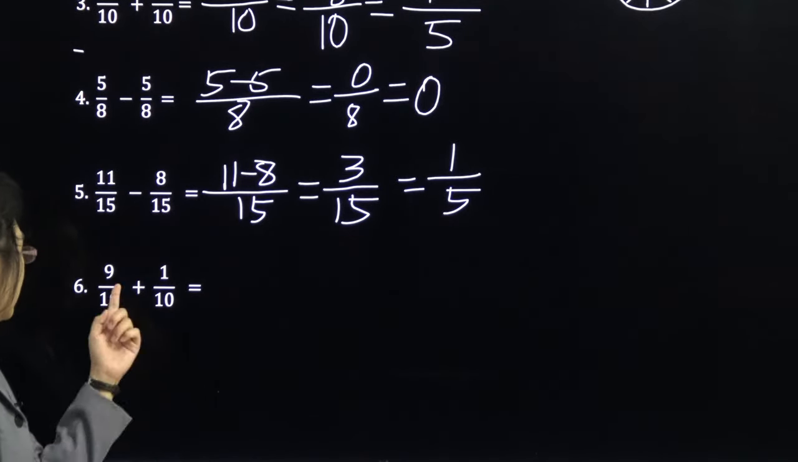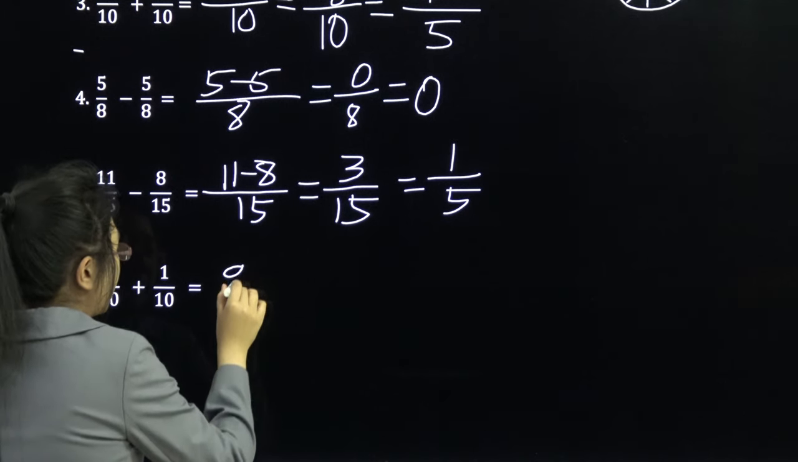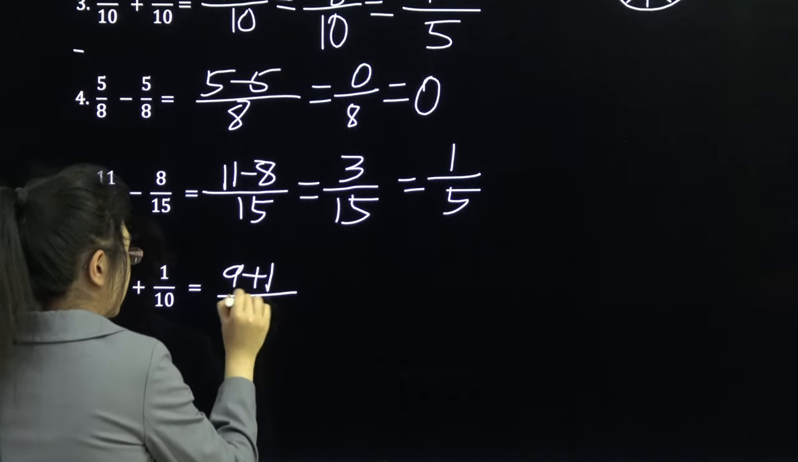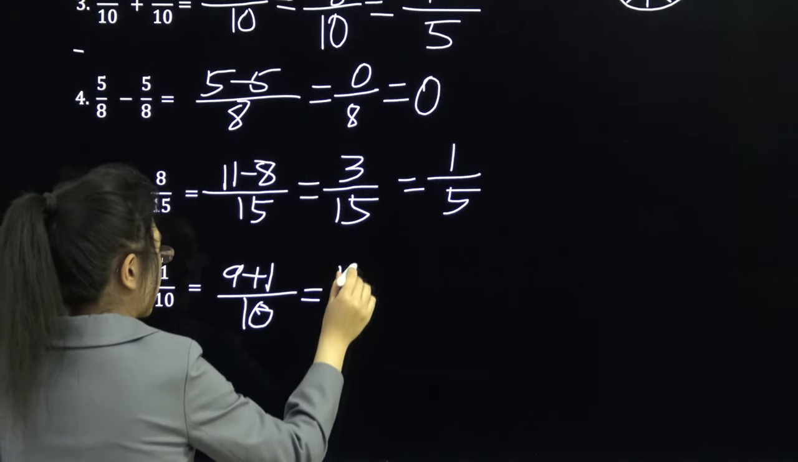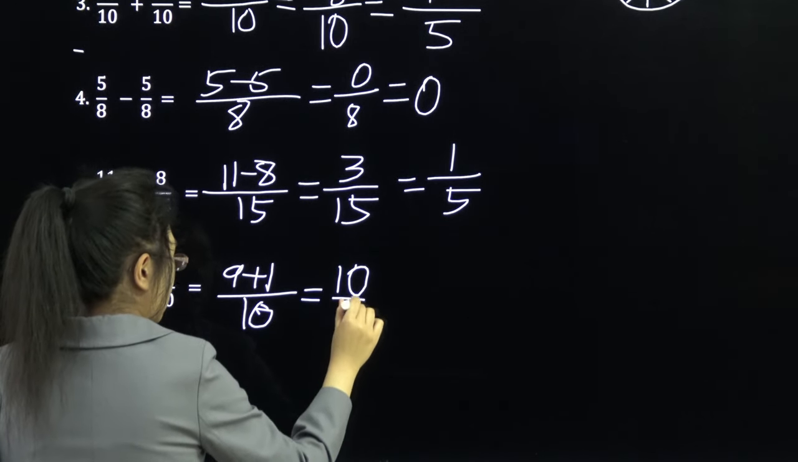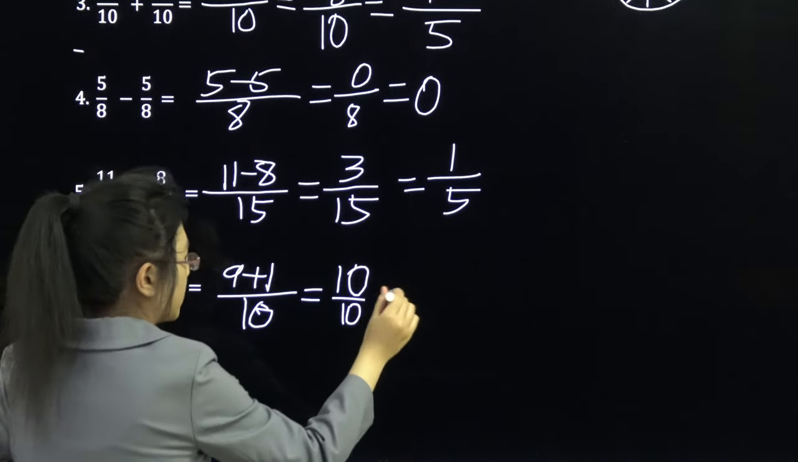Now, 9 over 10 plus 1 over 10. We add the numerators, 9 plus 1, use the old denominator, 10. So 9 plus 1 equals 10. And the denominator is still there, so that's 10 over 10, which is equal to 1.